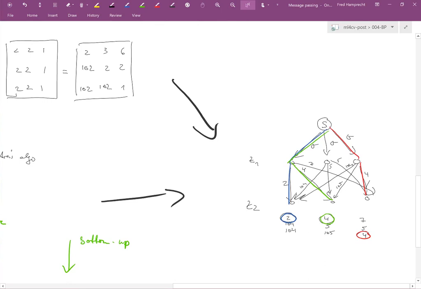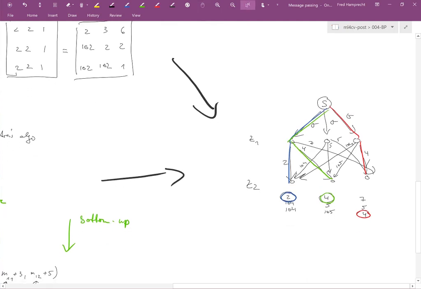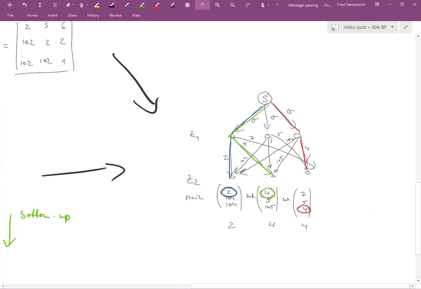Good. So now I have reached the possible states for random variable 2, and I am actually selecting the minimum out of these. So I'm taking the minimum out of these three numbers, and the minimum out of those three numbers, and the minimum out of those three numbers, and then I get 2, 4, and 4 respectively. So these are now the minimal costs of reaching a given node.